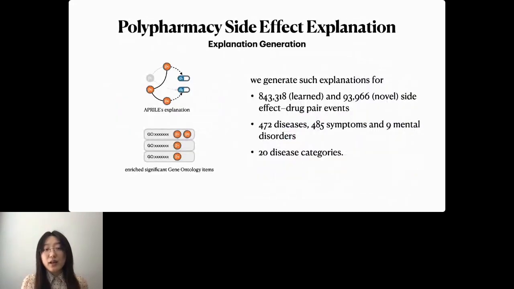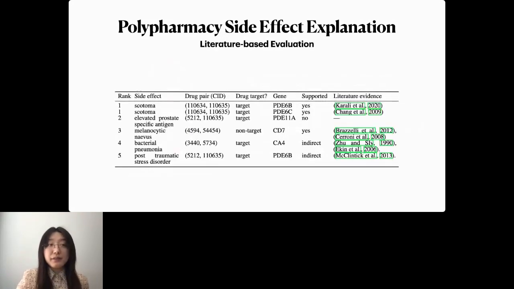As mentioned earlier, we show examples of predicting side effects that may be caused by the combination of drugs. In explaining why the model makes these predictions and for evaluating them, we use APRILE to generate such explanations for dozens of side effect drug pairs. And here's part of the result.